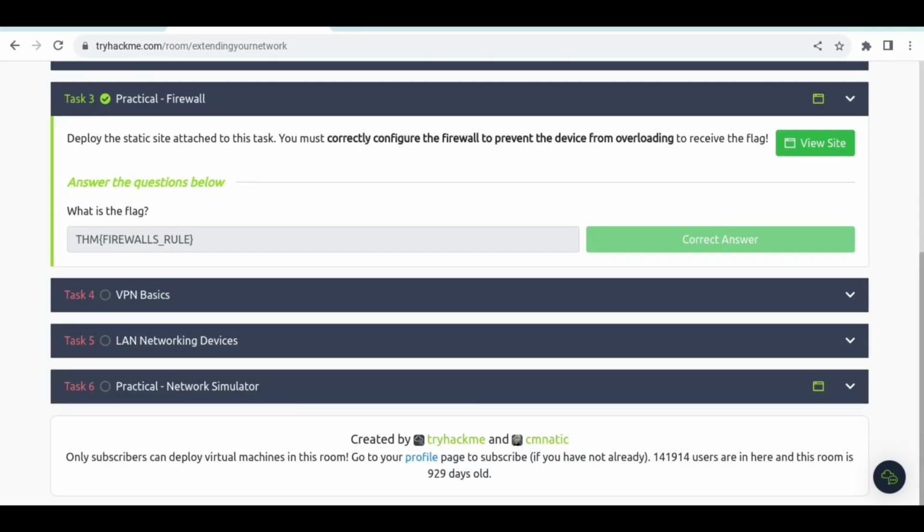On to task 3. Practical firewall. Deploy the static site attached to this task. You must correctly configure the firewall to prevent the device from overloading to receive the flag.